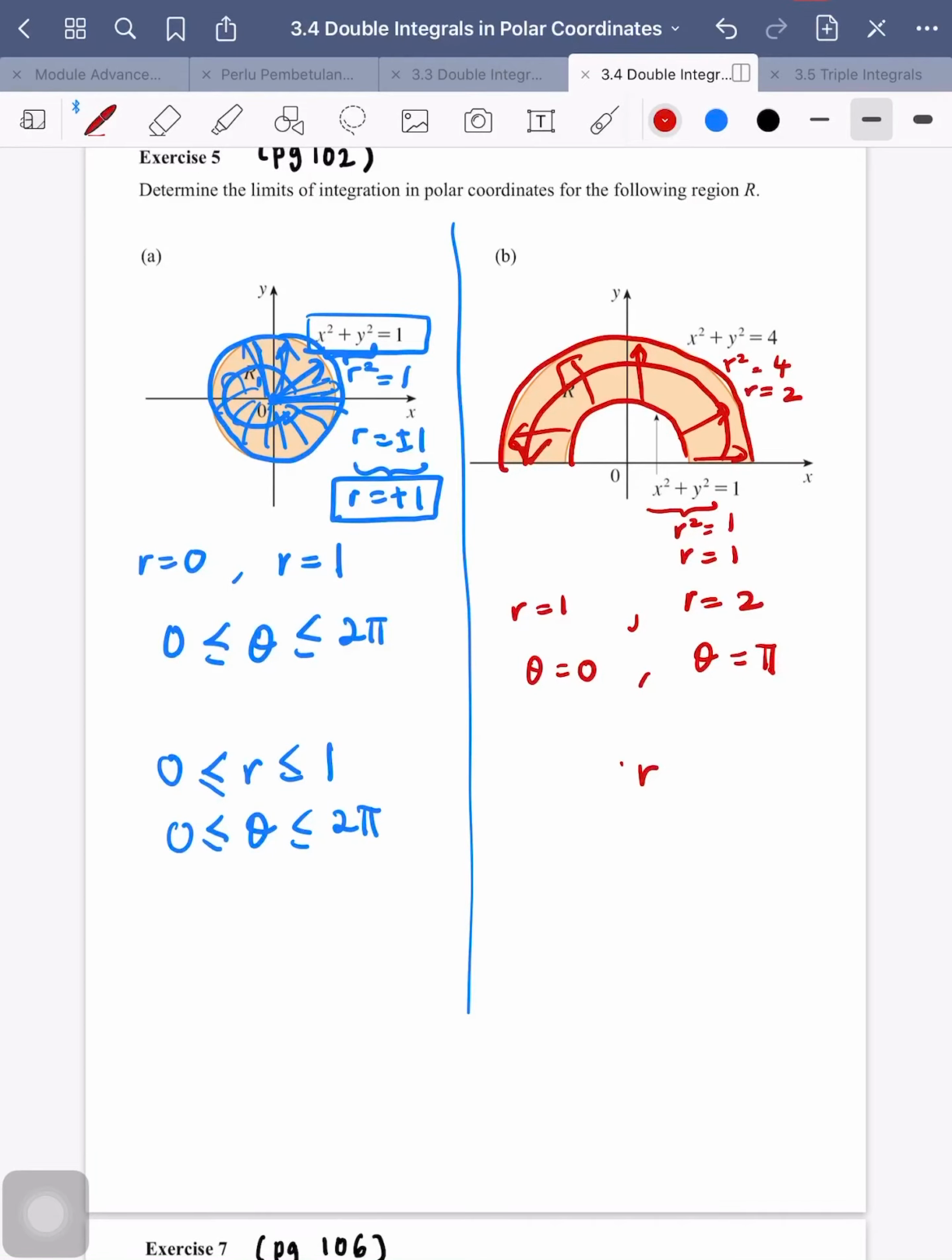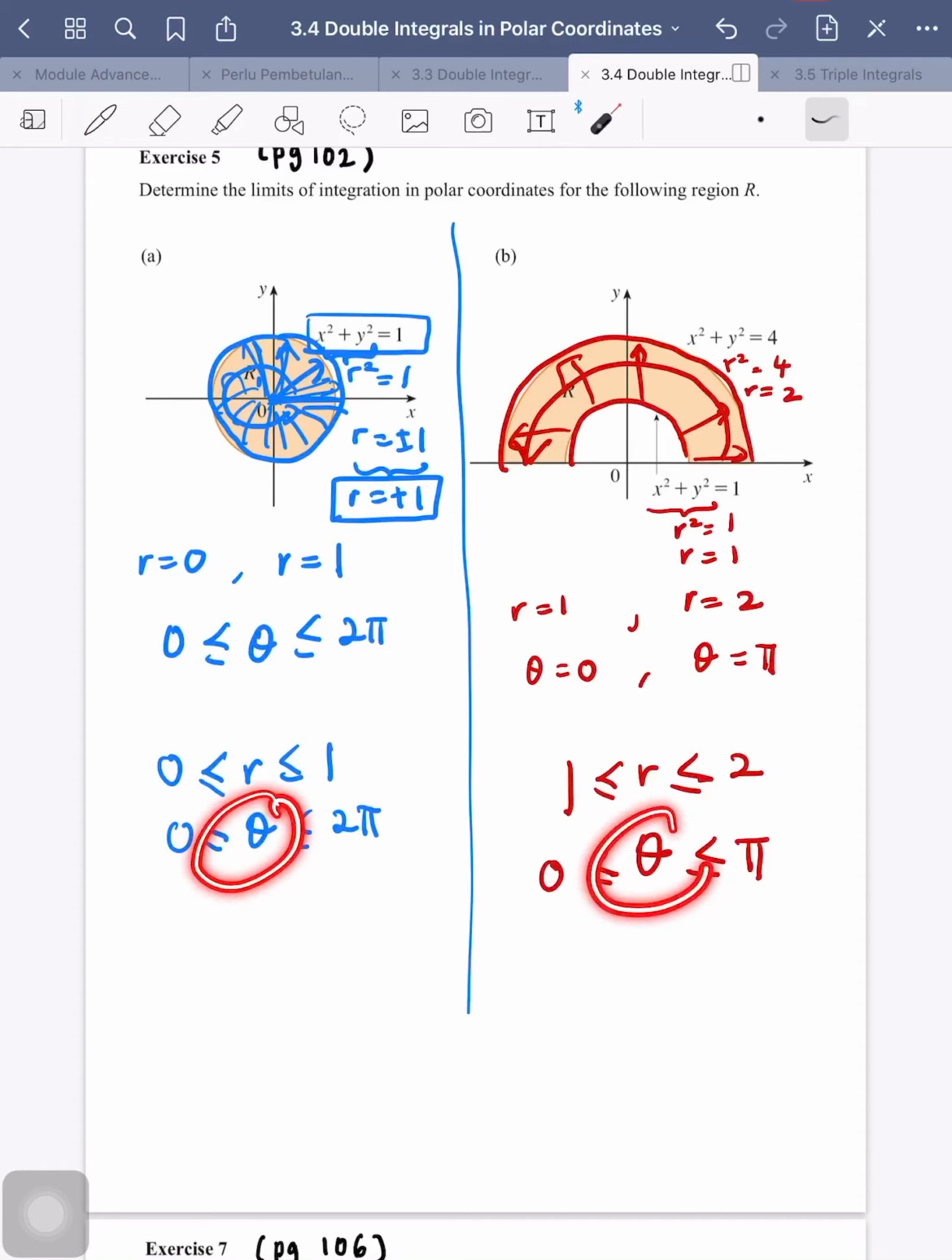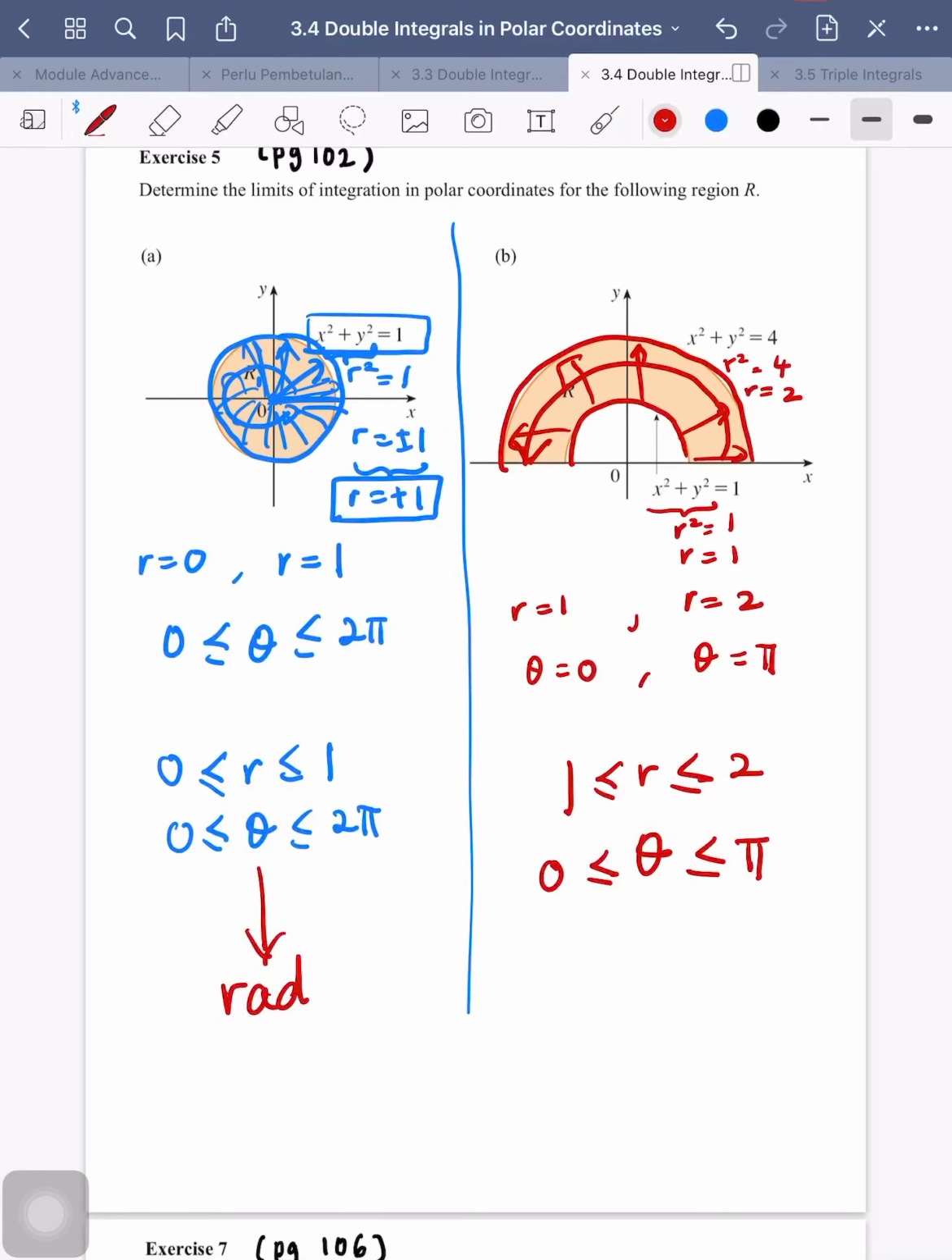So your r is between 1 until 2, and your angle between 0 until pi. For your information, this is important information. Angle theta in polar should be in radian. That's why most probably when you see polar coordinates, theta will normally be in terms of pi, because everything is in form of radian. Please note that.